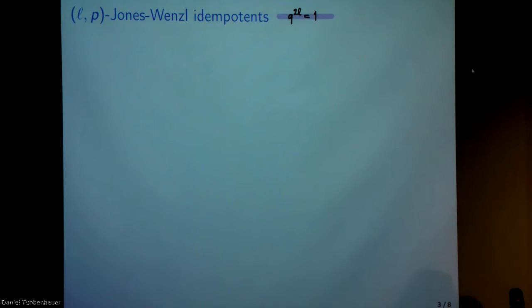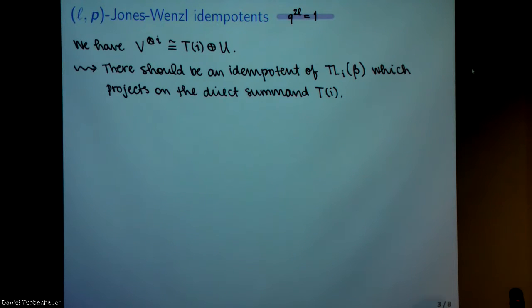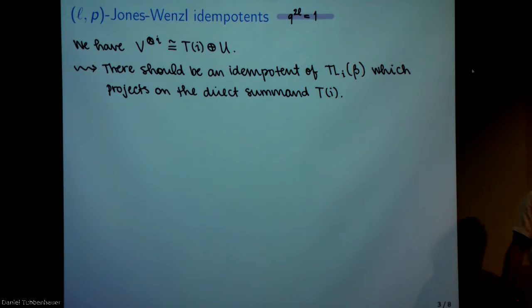So throughout, I'll also fix L to be the smallest positive integer such that Q to the 2L is equal to 1. And I'll start with the tilting module case, which turns out to be the simplest because we have this very useful property that tilting modules appear as direct summands of some tensor power of V with itself.